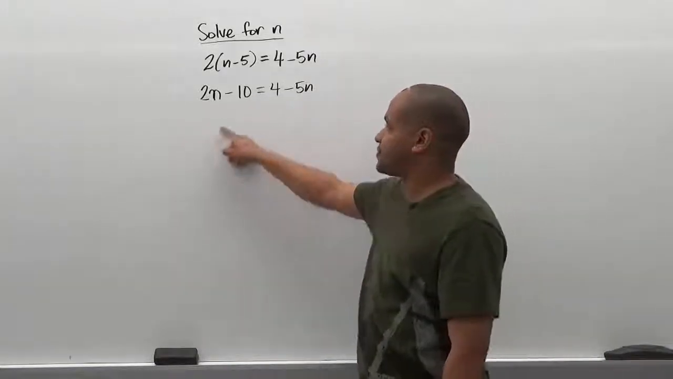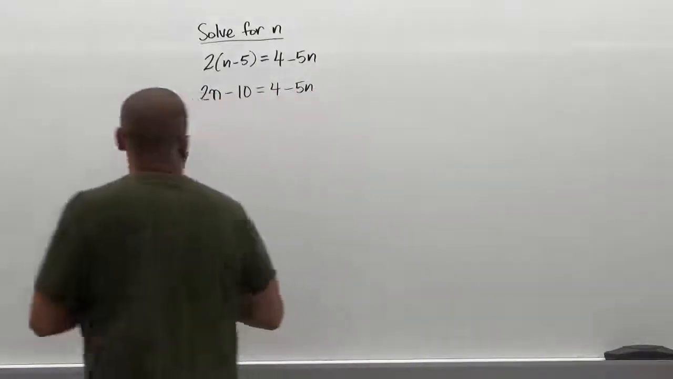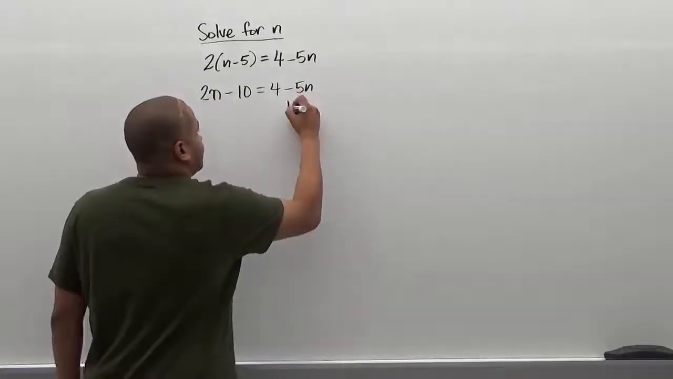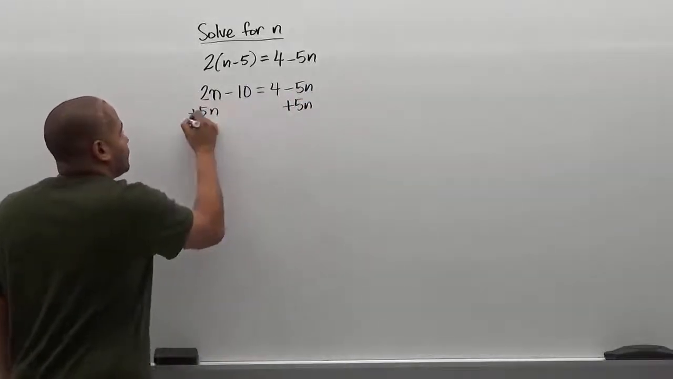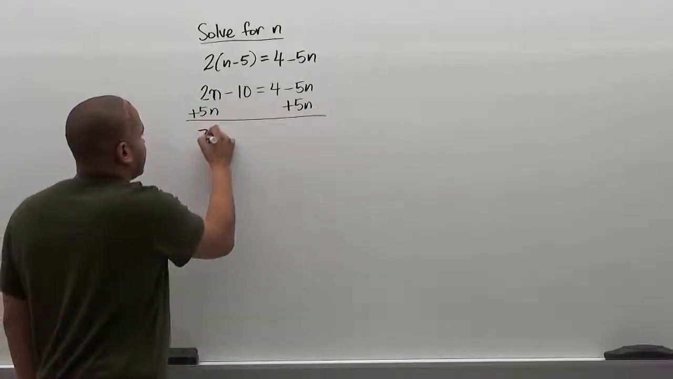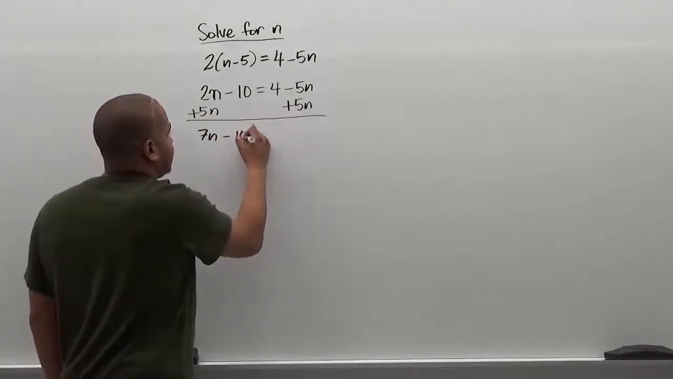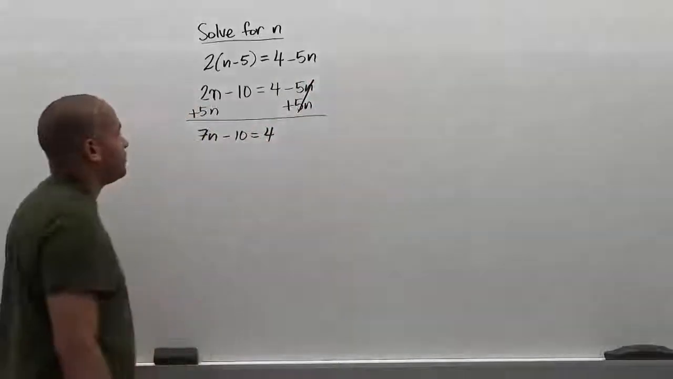So we're going to transpose the 5n over to this side. So we're going to add 5n to both sides of the equation. Now, when we add the 5n to both sides, this side is going to give us 7n minus 10 equals 4. And the 5n here cancel out to 0.